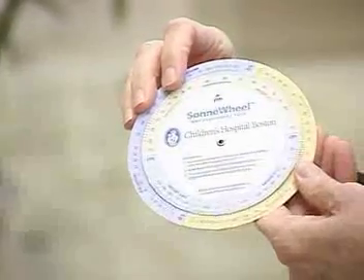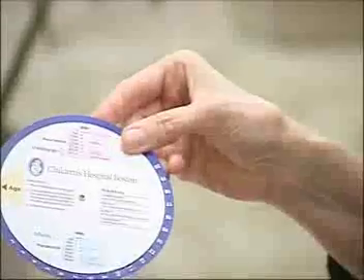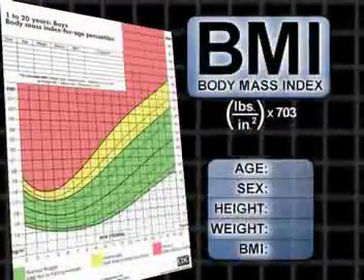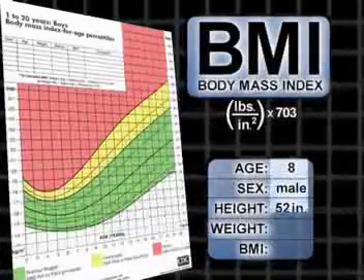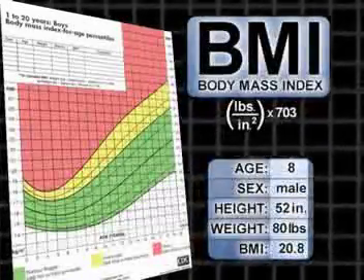Some are web-based and some are electronic, but I like this BMI percentile wheel. It's in the Texas Pediatric Society's obesity toolkit, and it was developed at Children's Hospital in Boston. Metric or English units can be used to determine the patient's BMI, and by turning the wheel over, you can determine the BMI percentile for every age and gender. Here's an example. An 8-year-old male is 52 inches tall and weighs 80 pounds. The patient's BMI is 20.8.